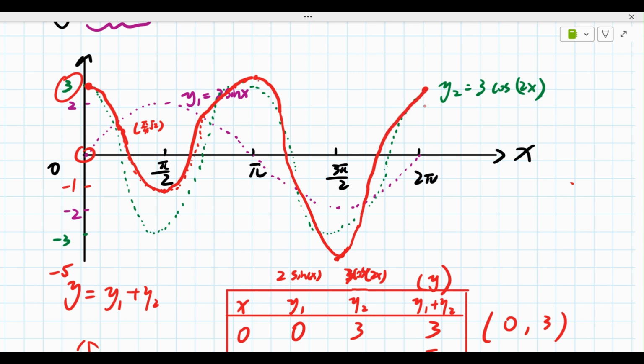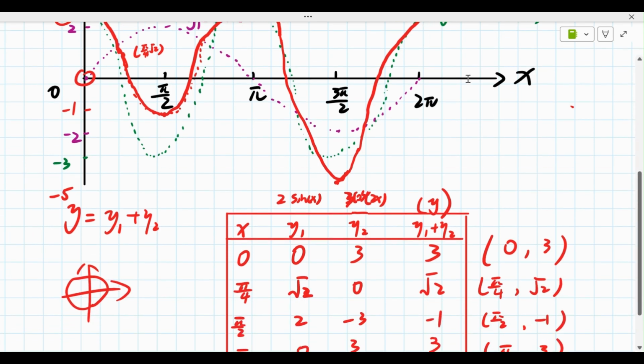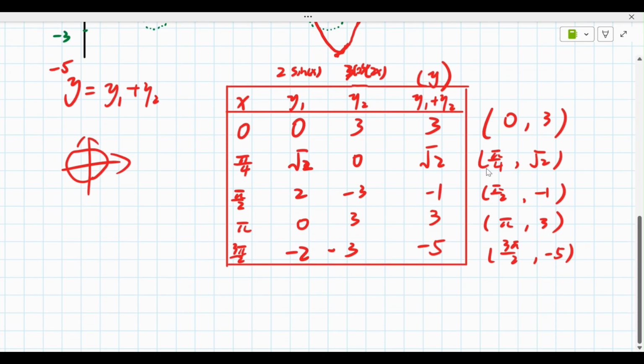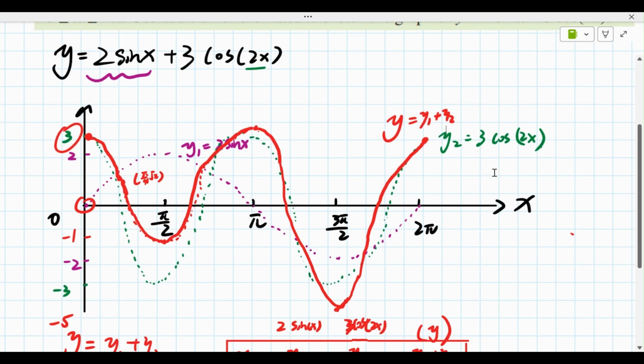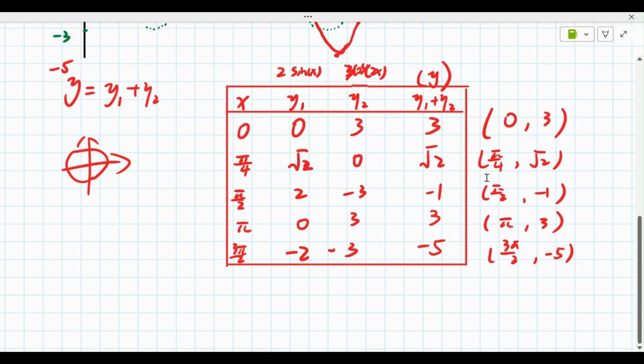So that's the graph y equals y1 plus y2. Hopefully that makes sense for you guys. I know it's a little bit trickier, but as long as you have a table to help you, it will help you find out what y1 plus y2 looks like. Hopefully that makes sense. I'll come back later for the next chapter. See you guys later.